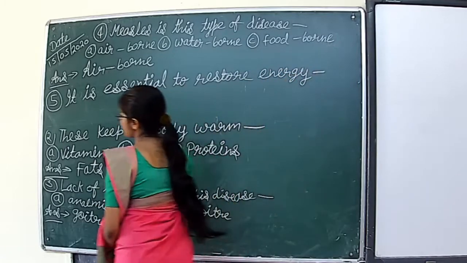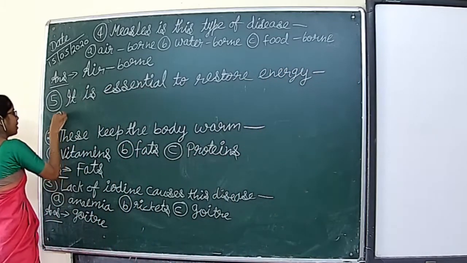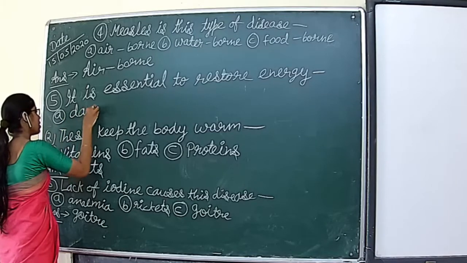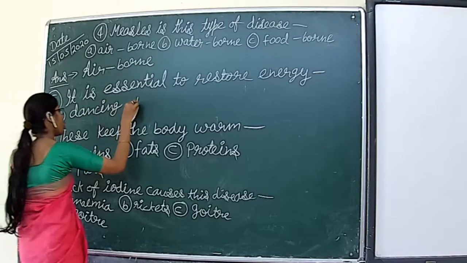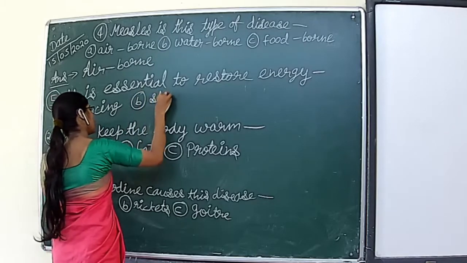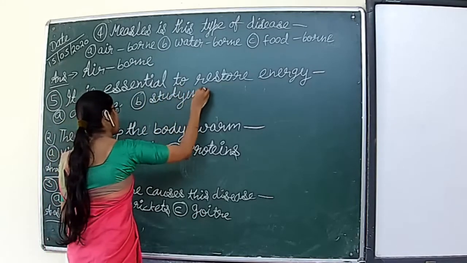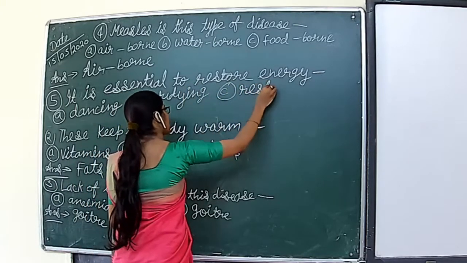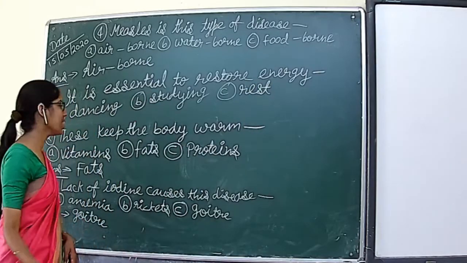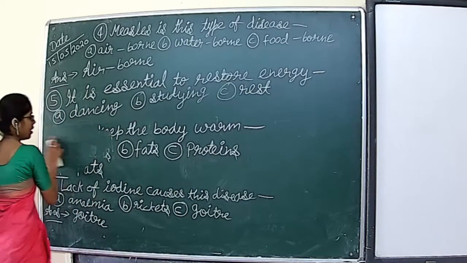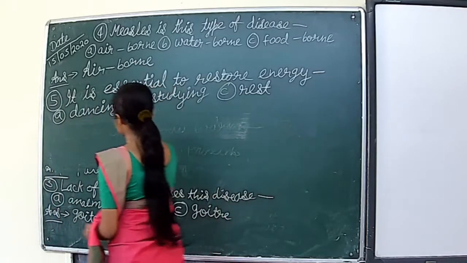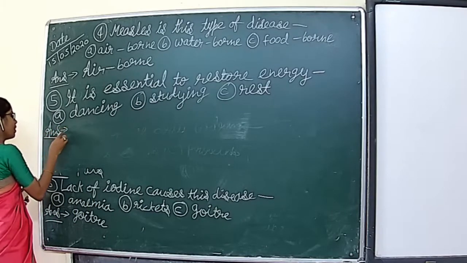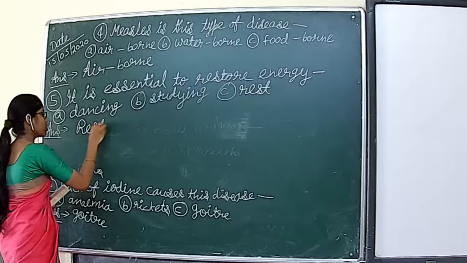Three options are given again. First option is dancing. Second option is studying. And the last option is rest. Which is the correct answer? Do you remember? Yesterday we studied about this. The correct answer is the last option, rest. Rest is the correct answer for this question.